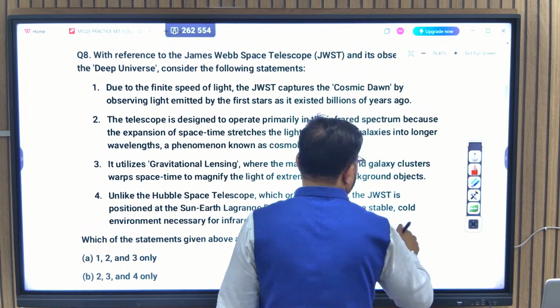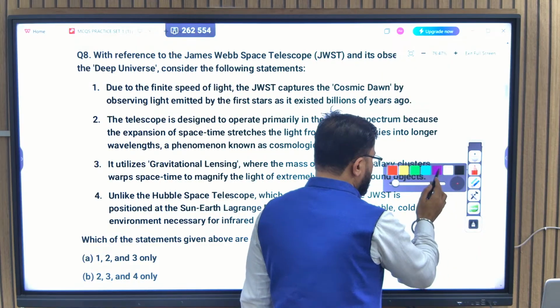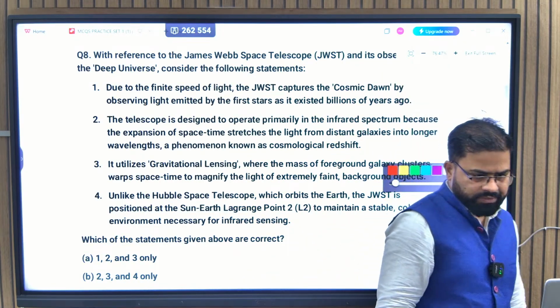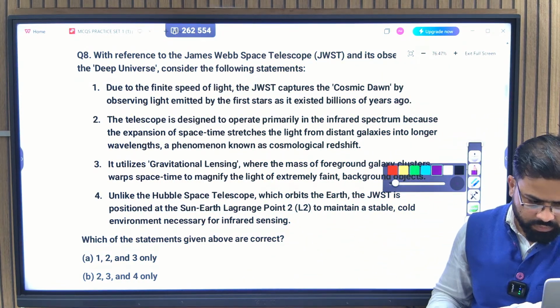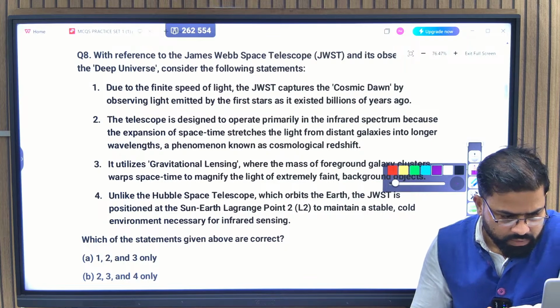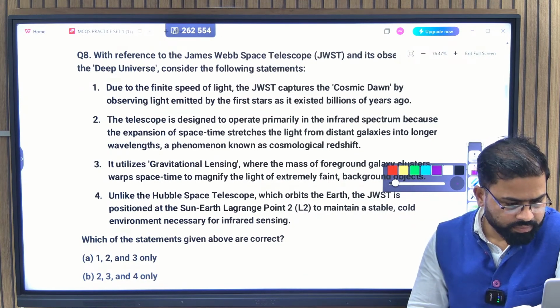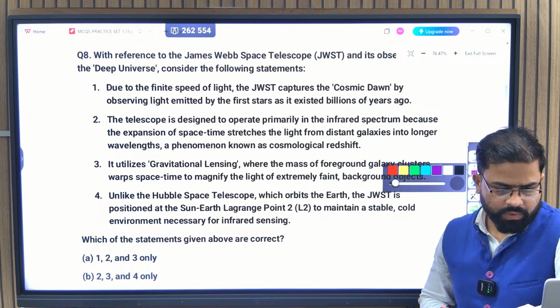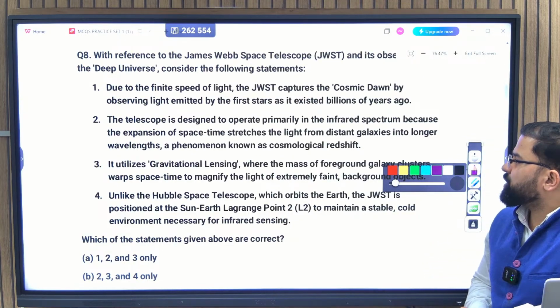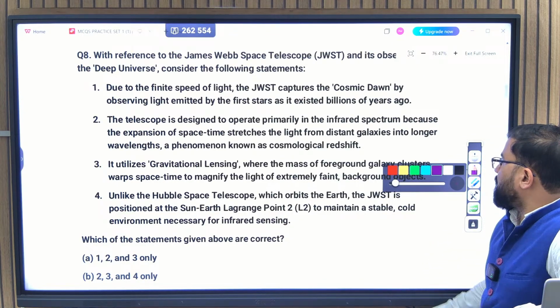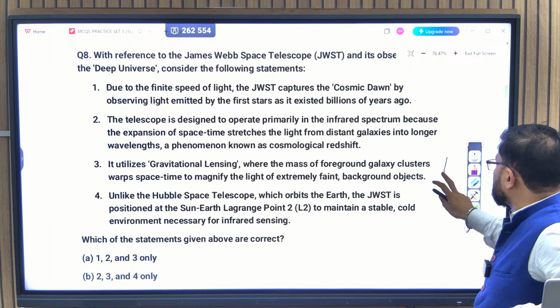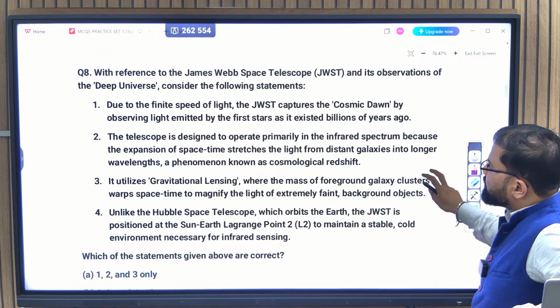Go through this question. Question number 8. It's an analytical one. Please go through it. If you are having any sort of doubt, please do comment. Solve this question number 8 with reference to the James Webb Space Telescope and its observation of the deep universe.